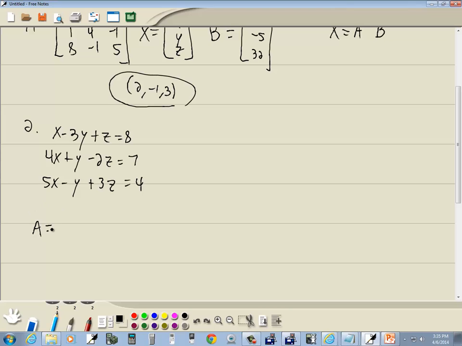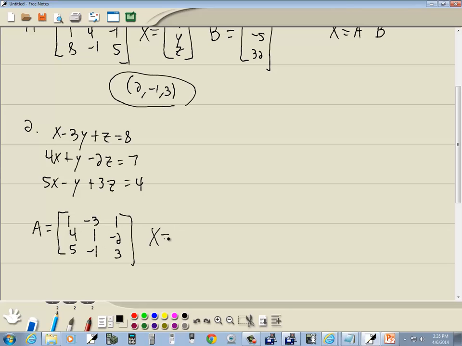Okay, so we want to write down the matrix that goes along with this. First thing we'll do is look at just our variables. And we'll drop the x's, y's, and z's and keep the numbers and their signs. So I got 1, -3, 1, 4, 1, -2, 5, -1, 3. Double check that.